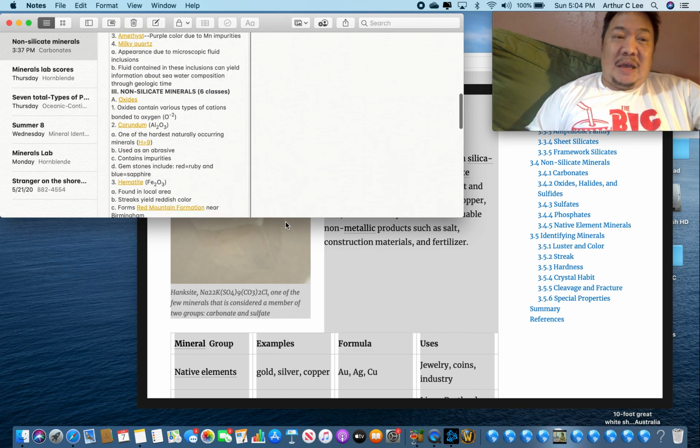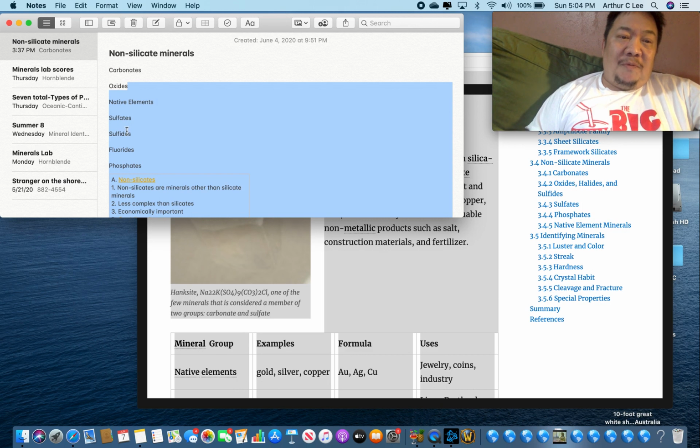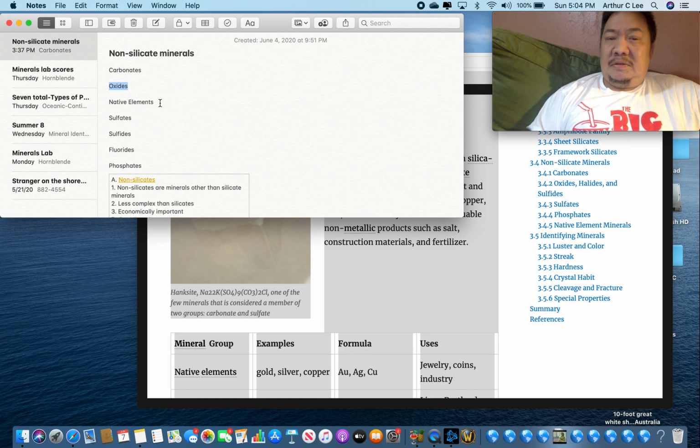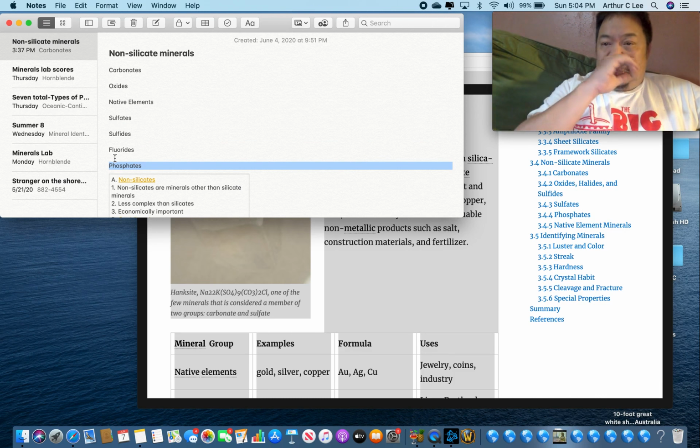Non-silicate minerals. Let's talk about those now. There are 1, 2, 3, 4, 5, 6, 7 kinds you need to know about. The first is called carbonate minerals. Then we have oxides. Then we have native elements. Then we have sulfates. We have sulfides. We have fluorides, and we have phosphates. We're going to talk about them one at a time.